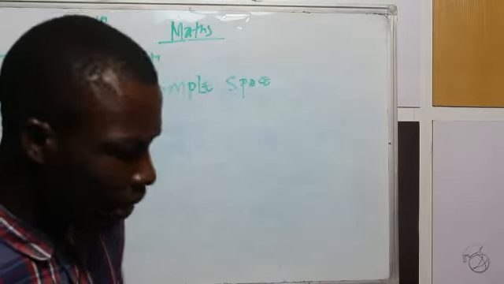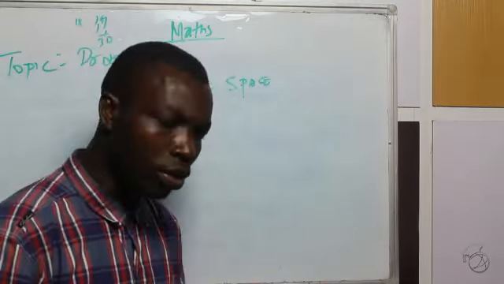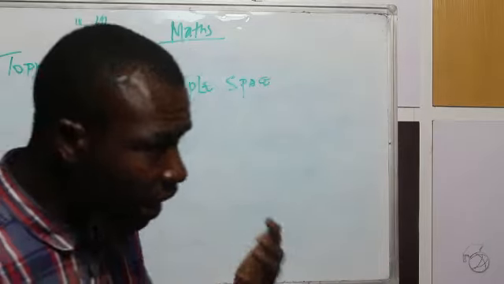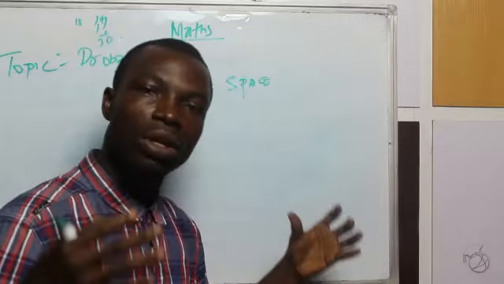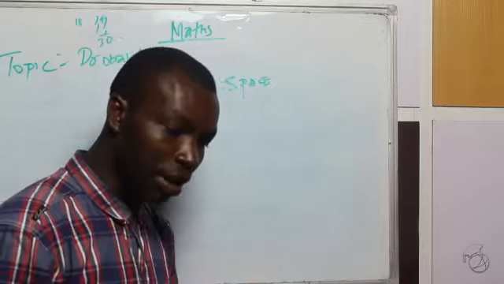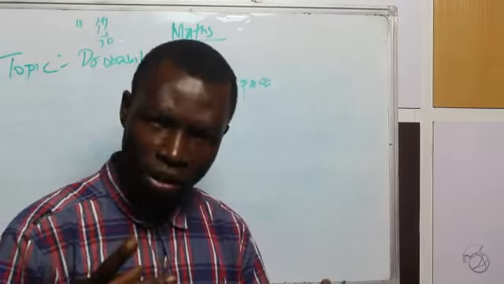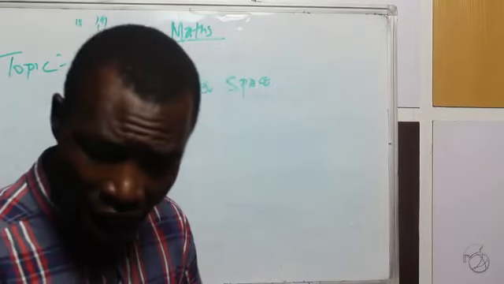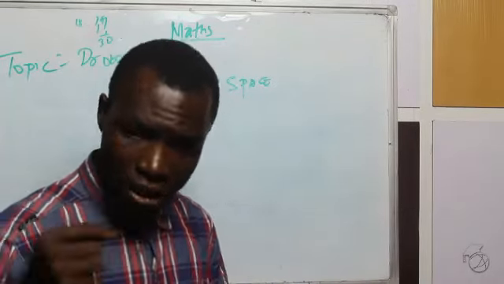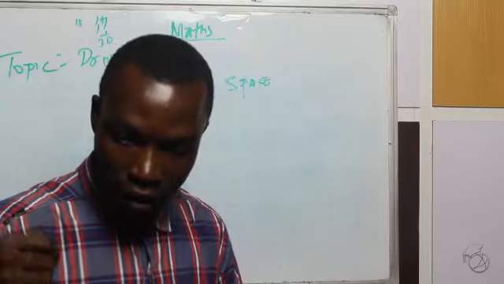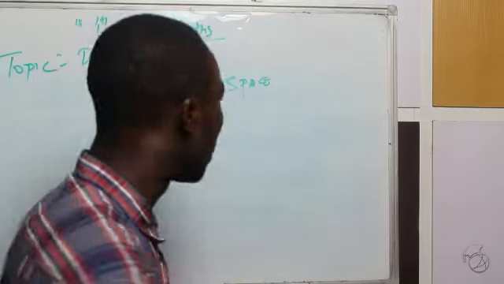What is sample space? Sample space is the list of possible outcomes of a given experiment. Example: suppose we toss a balanced die once. We toss a die once. What is the sample space?